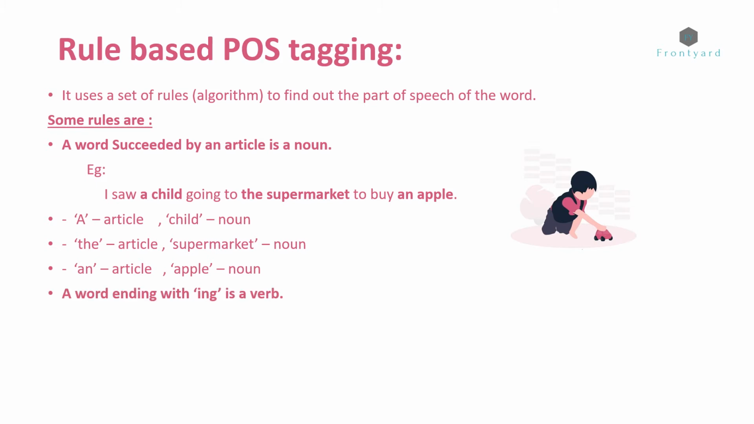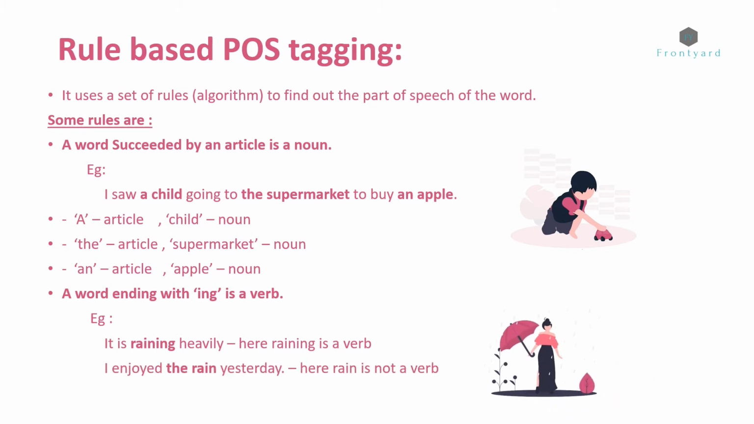Here is another rule. A word ending with ing is a verb. Here is a text that says, it is raining heavily. So the word raining has ing, and here it is a verb. But if you look at the next sentence, it says, I enjoyed the rain yesterday. Here the word rain is common to the previous sentence and this sentence, but adding ing makes it a verb, a gerund, so words with ing can be considered as a verb.